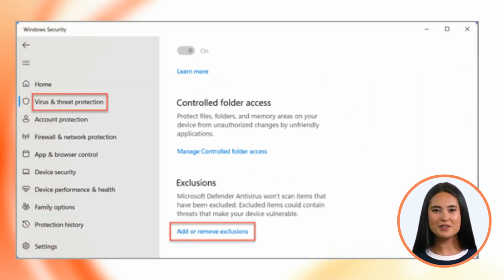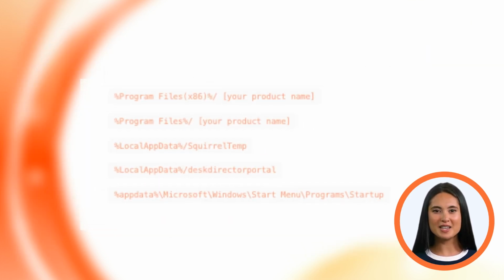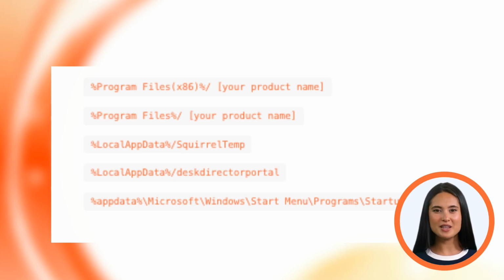Here's how to do it. First, open up your antivirus settings. Then, navigate to the exclusions or whitelist section. Add the paths we've listed and save your changes. You should be good to go.